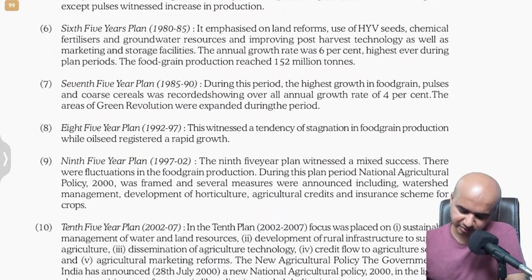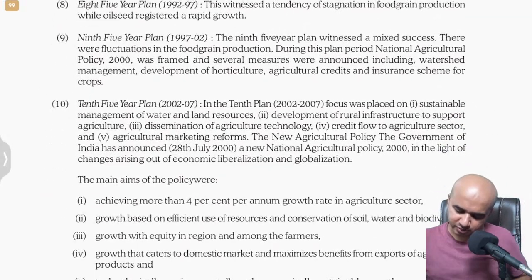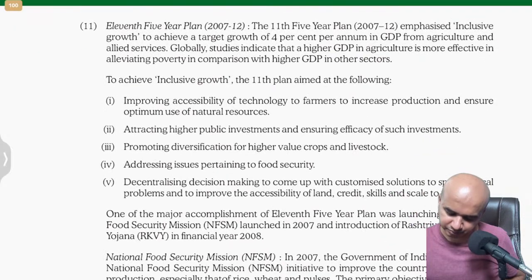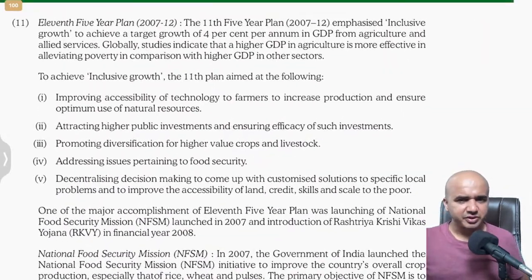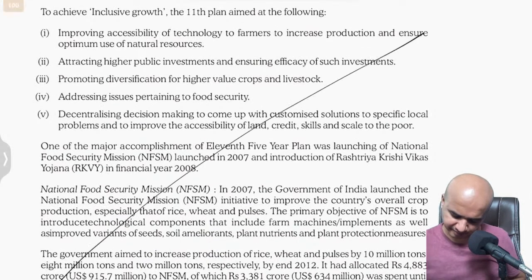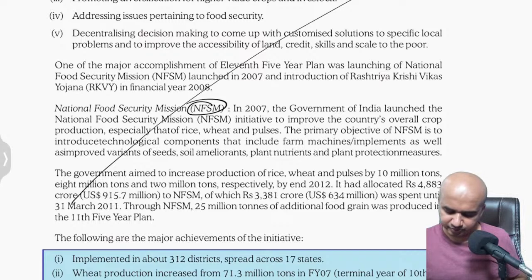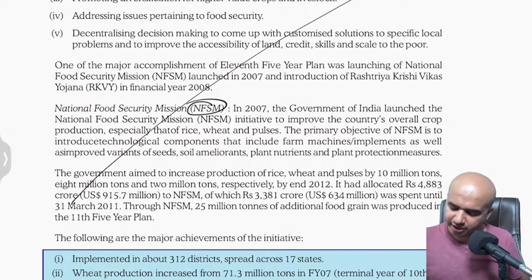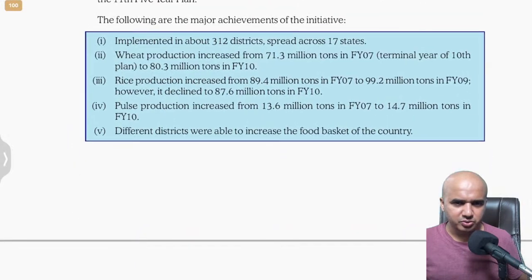After that, it kind of gets repetitive, so I won't get too much into that. These are all generic statements. Even if you skip it, it's fine. Just try to read what exactly it is. NFSM. Then Rashtriya Krishi Vikas Yojana, RKVY. So try to remember all these acronyms. That should be sufficient.